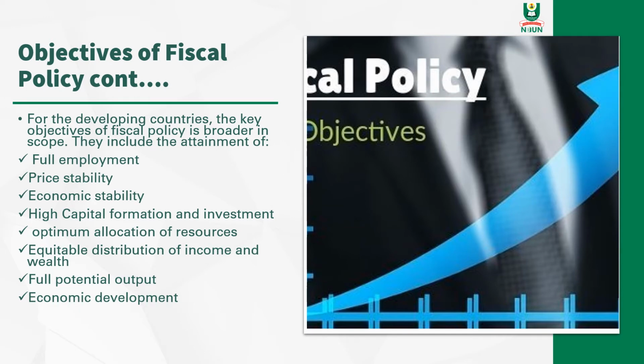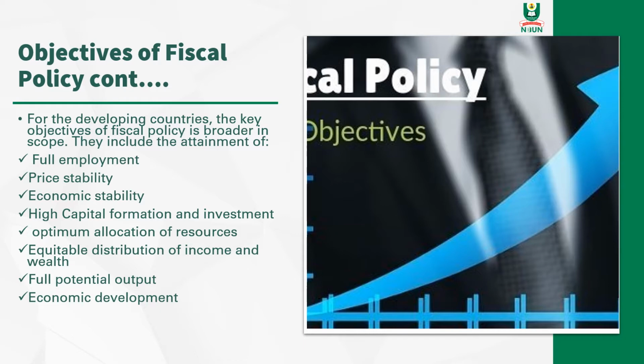Now let us look at the objectives of fiscal policy in relation to the developing countries. Like I said, it is broader. Here, the fiscal policy objectives in these developing countries include the attainment of full employment, which is reducing unemployment to a very low level; price stability, that is absence of inflation or reducing inflation to a low level; and economic stability, which is number 3. Like I said, this is the absence of excessive fluctuation in the macroeconomy. Here, fiscal policy is used to try to insulate the economy from excessive fluctuation from the international world.